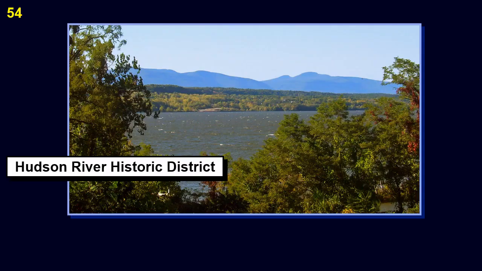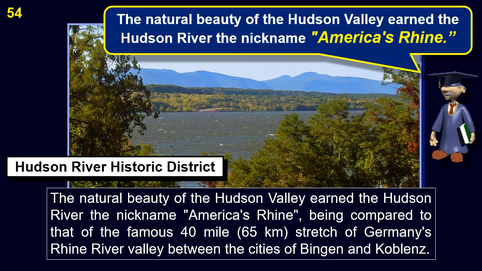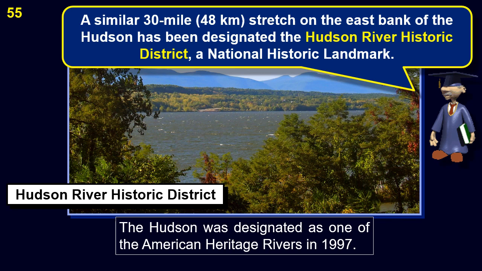The natural beauty of the Hudson Valley earned the Hudson River the nickname America's Rhine, being compared to that of the famous 40-mile, 65-kilometers, stretch of Germany's Rhine River Valley between the cities of Bingen and Koblenz. A similar 30-mile, 48-kilometers, stretch on the east bank of the Hudson has been designated the Hudson River Historic District, a National Historic Landmark. The Hudson was designated as one of the American Heritage Rivers in 1997.